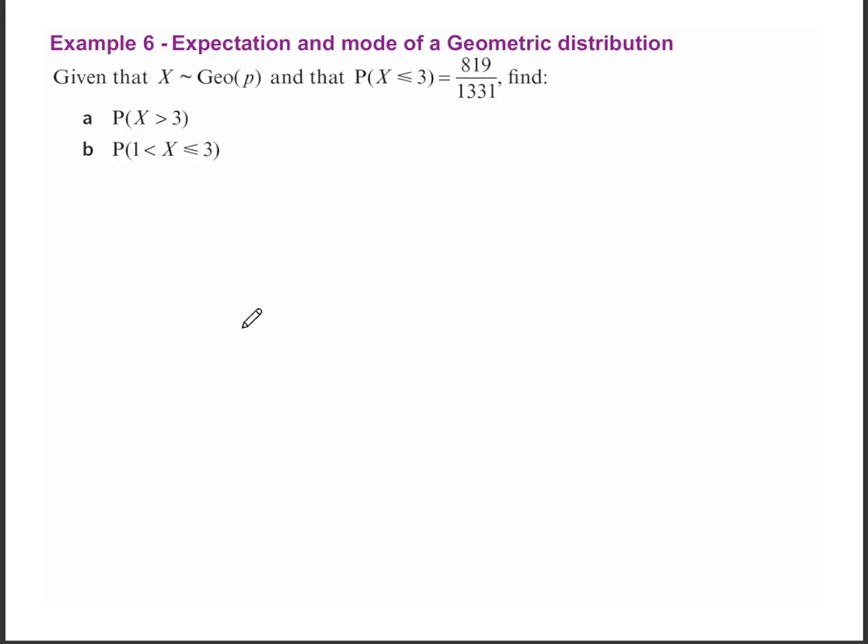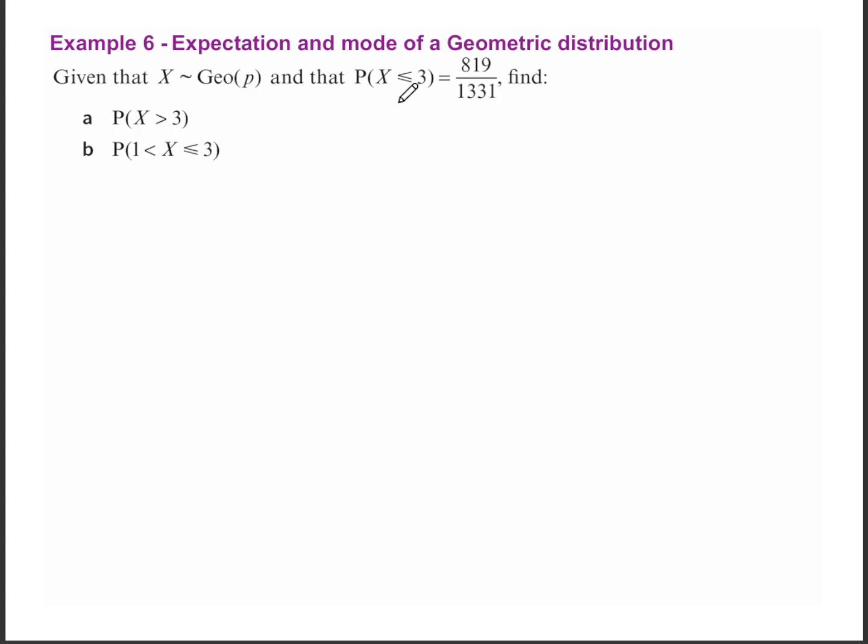Next, we're given that x is geometrically distributed and that the probability that x is less than or equal to 3 is 819 over 1331, and we're told to find the probability of the discrete random variable x being greater than 3.